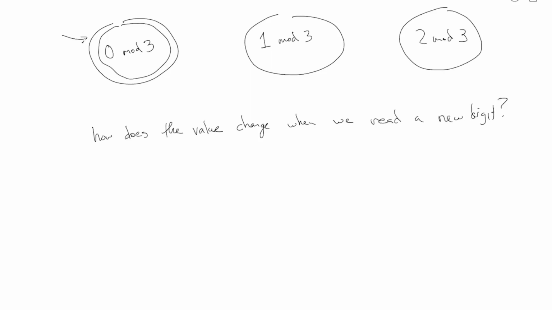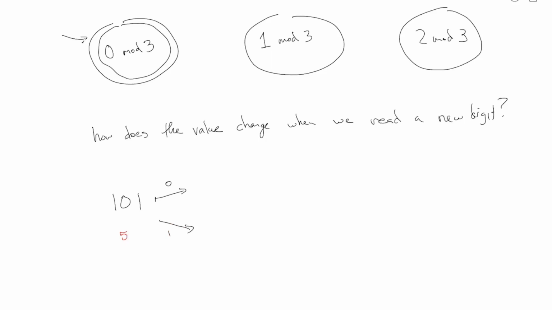And I thought maybe by way of a very specific example, what if the value that I've read so far is 101? This corresponds to the decimal number 5, if you look back at the little chart that I made. That's the number 5. What happens if the next digit I read is a 0? And also, what happens if the next digit I read is a 1?